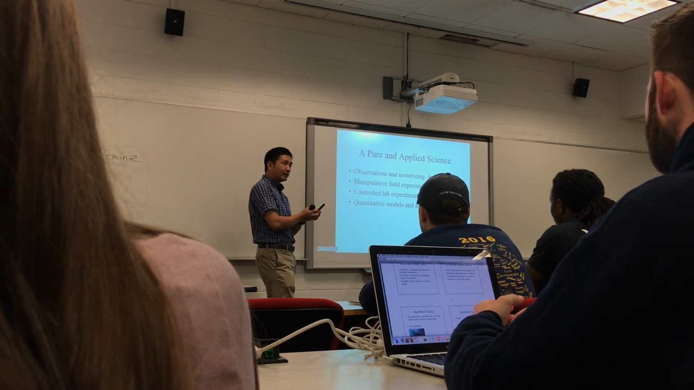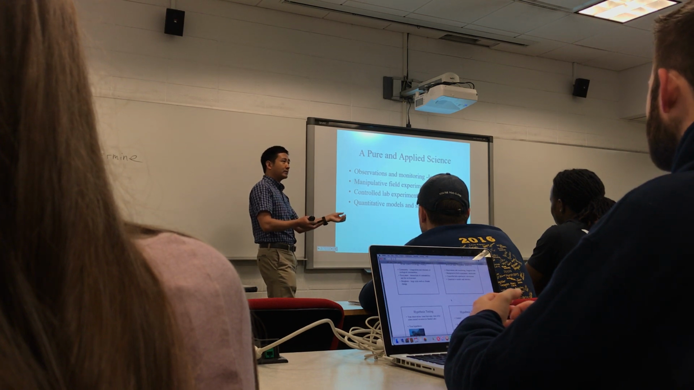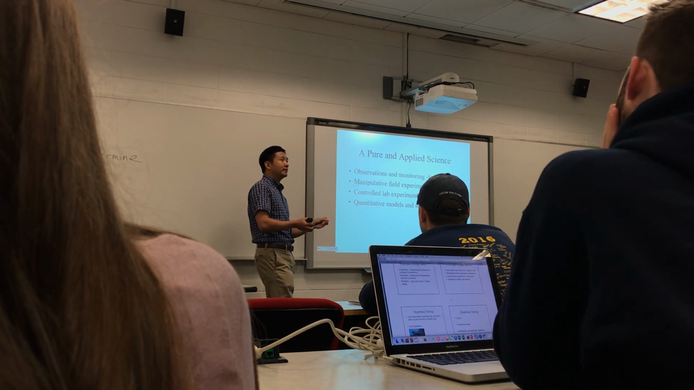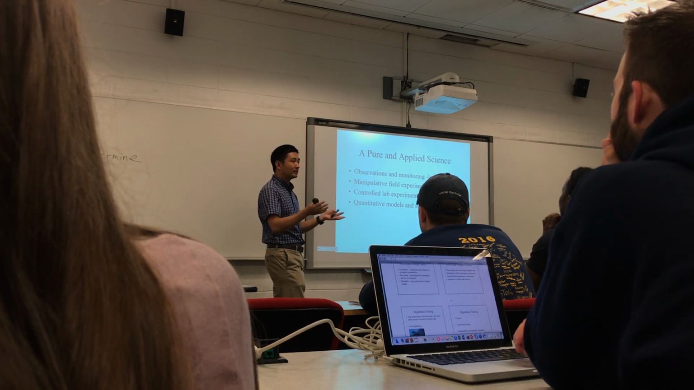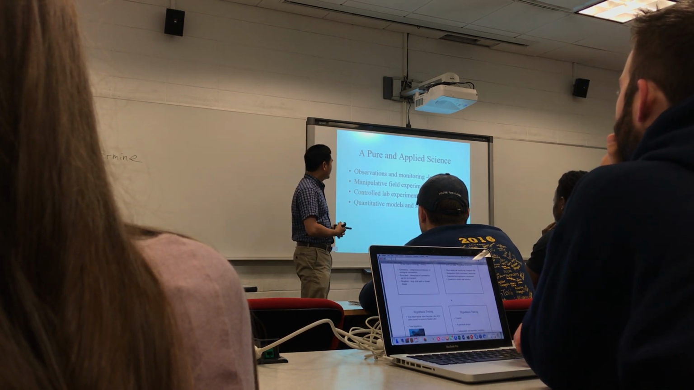Controlled lab experiments are called microcosms. That's a much smaller scale. You can do it in a greenhouse. You can do it in a growth chamber, right? To see how light or pollution is impacting the growth of those plants.